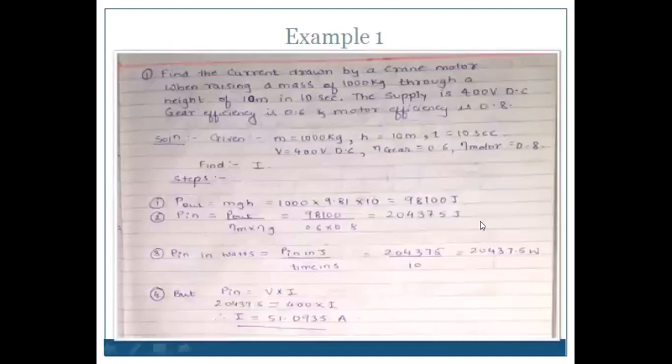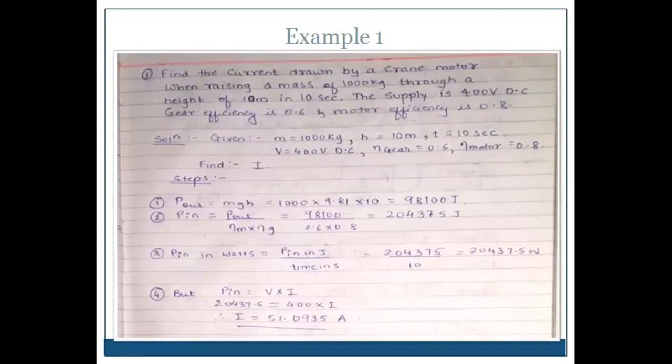Now we will come to the numerical. Whatever we have discussed till now, here we will apply it properly. Find the current drawn by a crane motor when raising a mass of 1000 kg through a height of 10 meters in 10 seconds. Supply is 400 volts DC, gear efficiency is 0.6 and motor efficiency is 0.8.